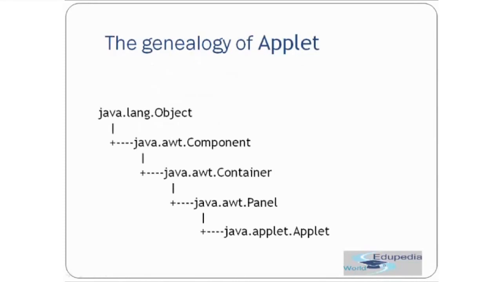Now let's see some of the genealogy of Applet. Here we have the java.lang.Object class. Then we have the java.awt.Component class. After that in the hierarchy, we have Container, which is again in the AWT package. Then we have Panel as a class, and after that Applet as a class. So the Applet class extends the Panel class, Panel extends Container, Container extends Component, and Component extends Object.